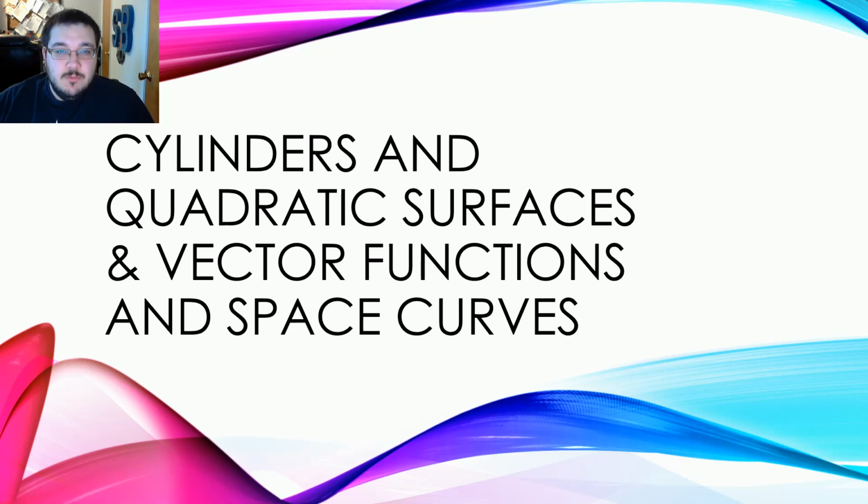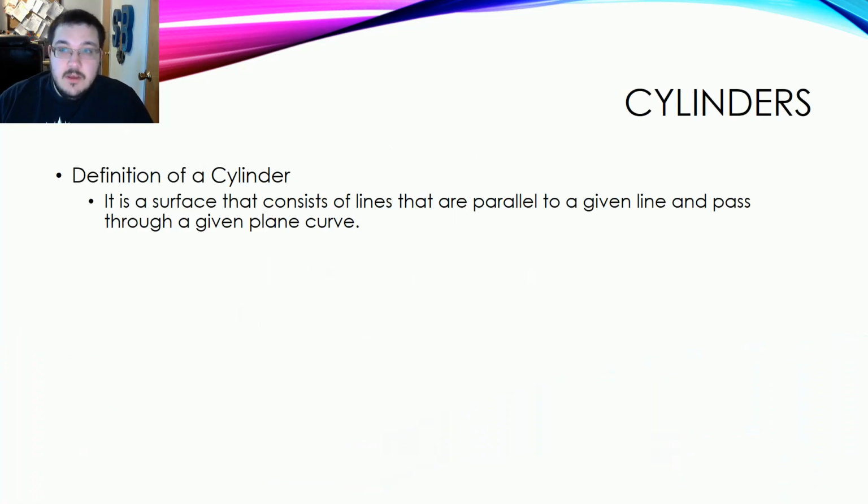Hello. So today's video, cylinders and quadratic surfaces, as well as vector functions and space curves. That's a lot of big words, but let's go ahead and break them down. So a cylinder, the definition that we'll be using for this class, is a surface that consists of lines that are parallel to a given line that also pass through a given plane curve.